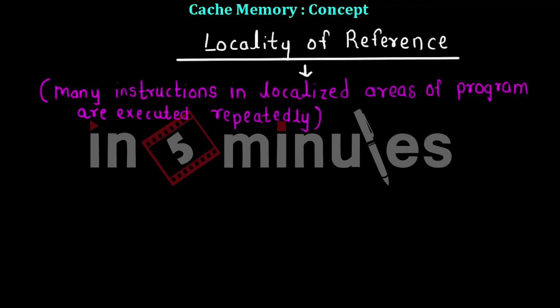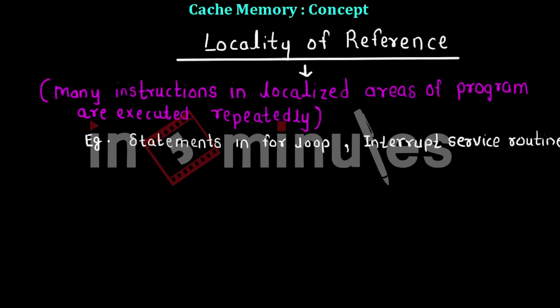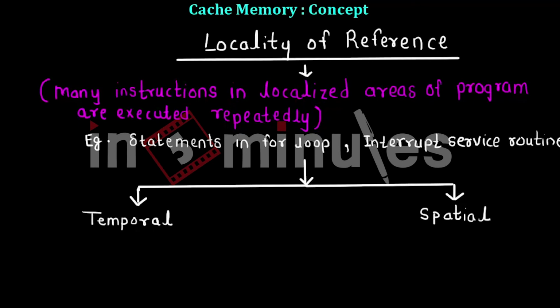In the instruction memory, we know that many instructions in localized areas of program are going to be executed repeatedly. The examples of this can be the statements in a for loop, which are going to be executed every time the loop is performed. And the second is interrupt service routine, that is the instructions or the statements in these ISR are going to be executed one after the other. So based on the type of locality, these are divided in two types. First of all, the temporal locality and spatial locality.